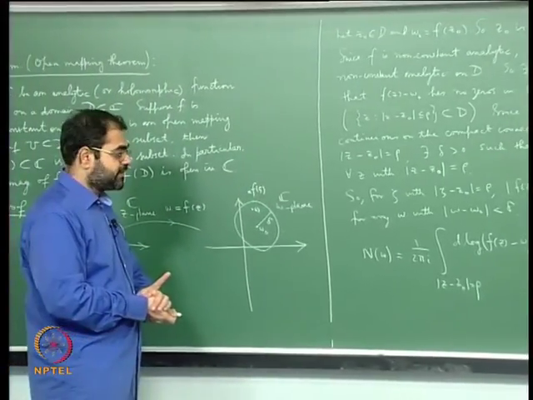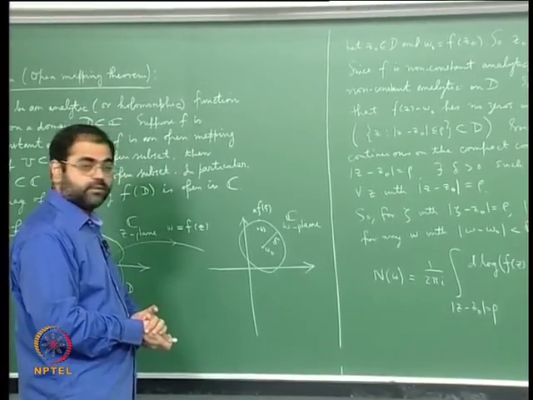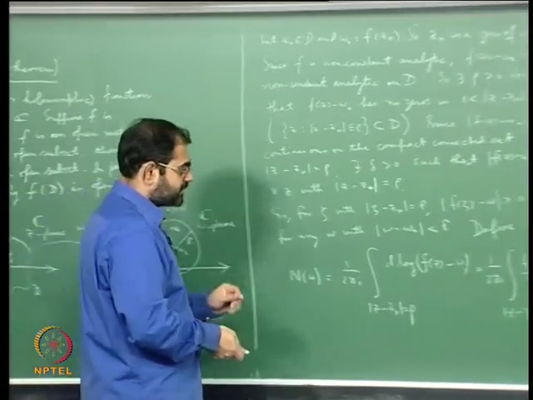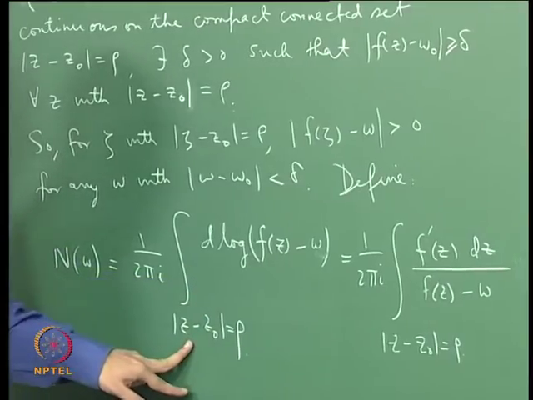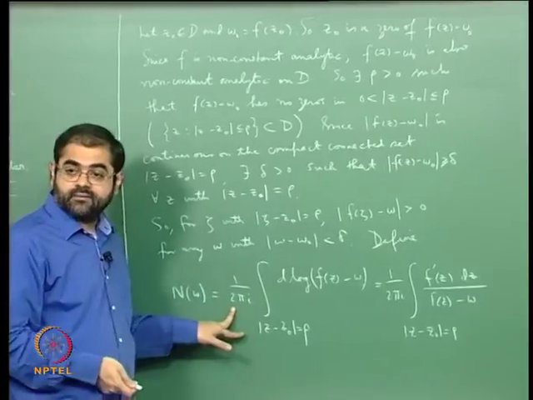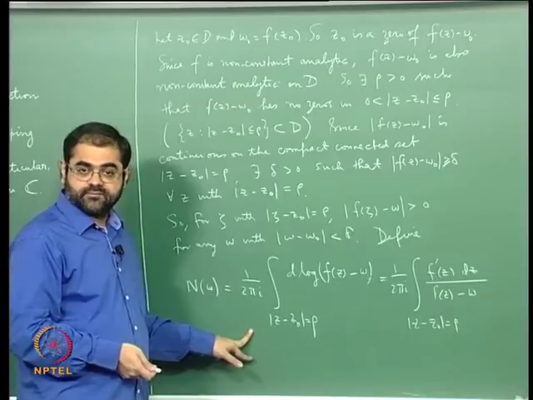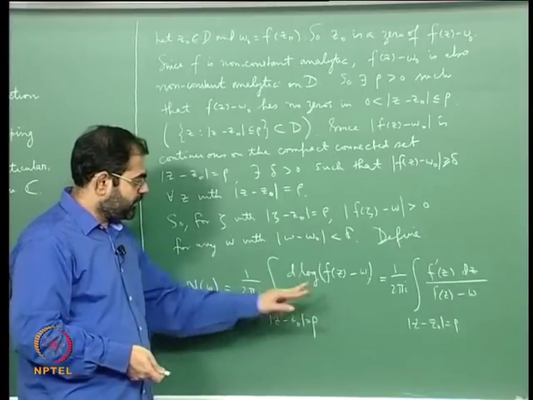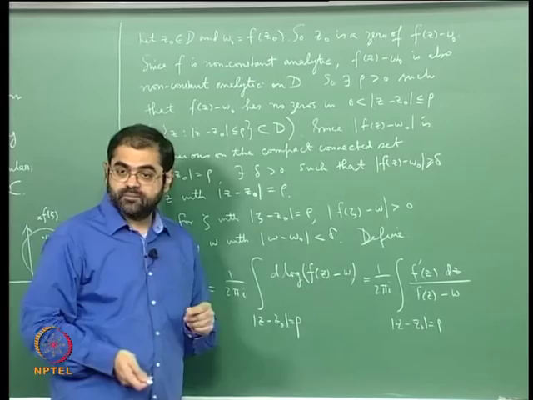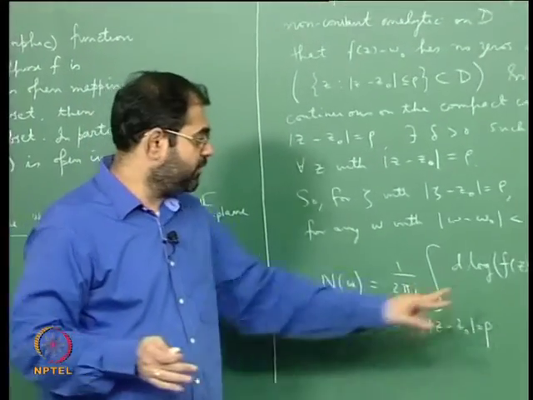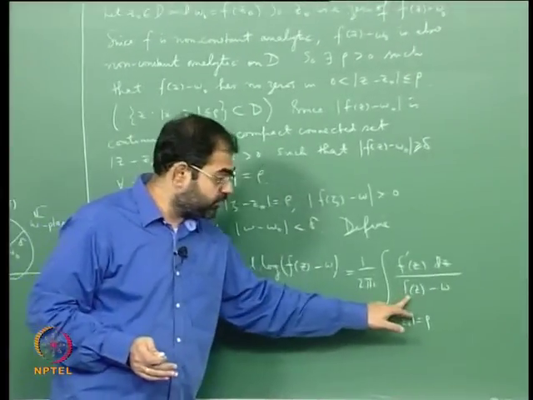First of all, what does the argument principle tell you? The argument principle tells you that whenever you take d log of an analytic function and integrate it over a curve, and divide by 2πi, what you will get is the number of zeros minus the number of poles inside that curve. So I will get the number of zeros minus the number of poles of f(z) − w, but there are no poles because f(z) − w is analytic. And f(z) − w is not zero, mind you.